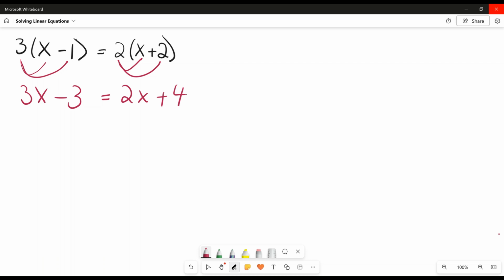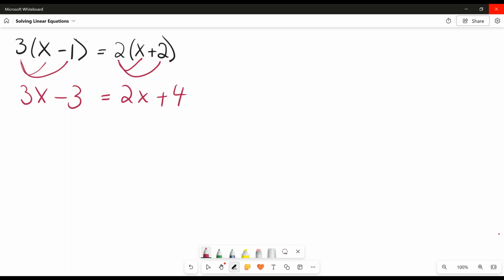Remember, distributing only happens inside of the parentheses. Whatever number is being multiplied to the parentheses, that's the number that you're going to distribute to the terms inside of the parentheses. The next step here is to bring together your like terms. That means you're bringing your numbers together and you're bringing your variable terms together. And at the same time, you want to move your x terms on one side of the equation and your numbers on the other side of the equation.